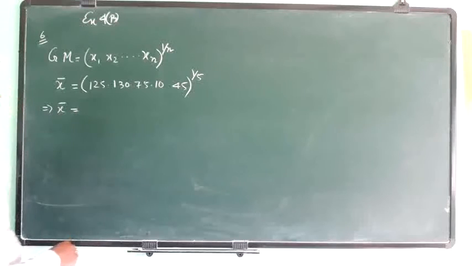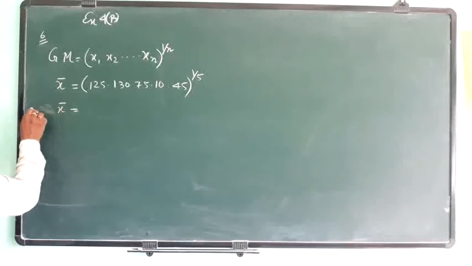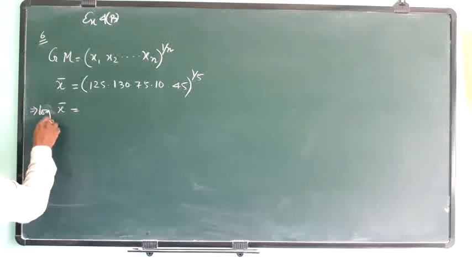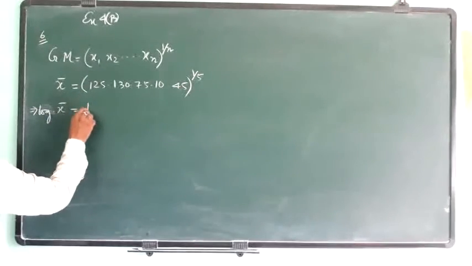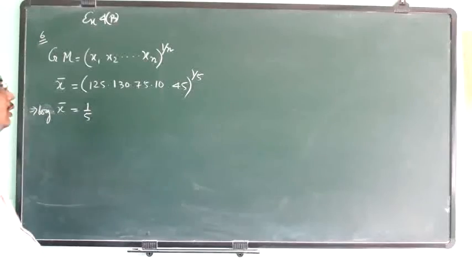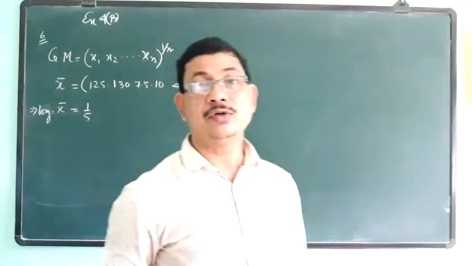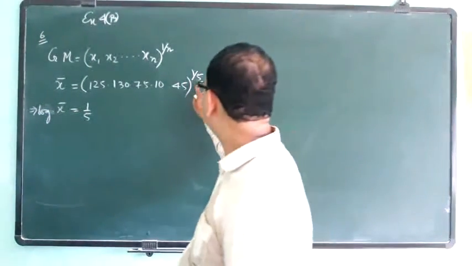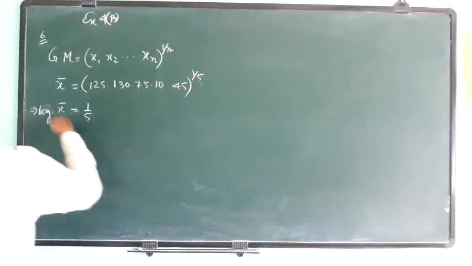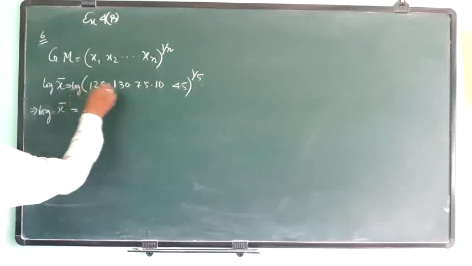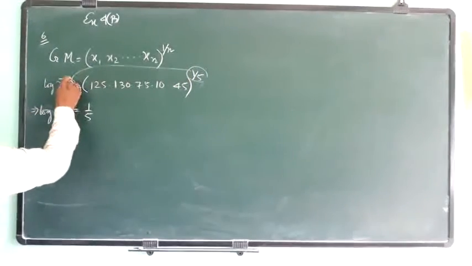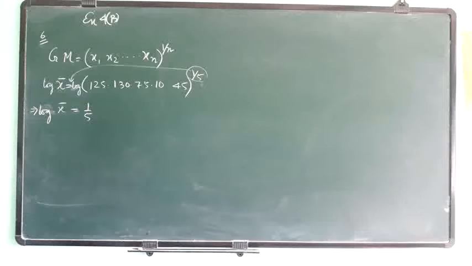Now this multiplication is of course a very big task. So what to do? You will introduce log. Log x bar. If we put log of these things, then the power should come in the front. This is the rule. When we introduce log, the power of any term we are taking the log of will come in the front. That is the property of logarithm.